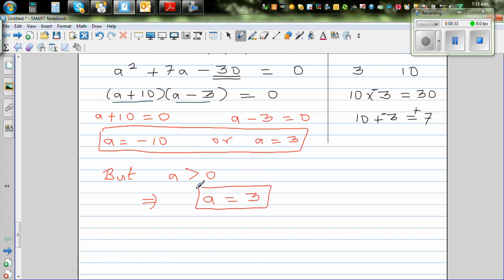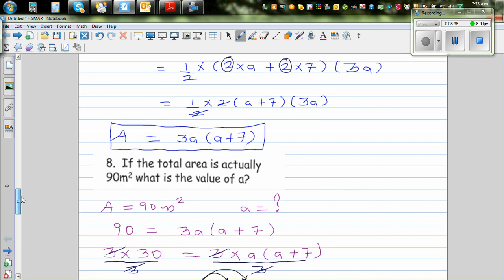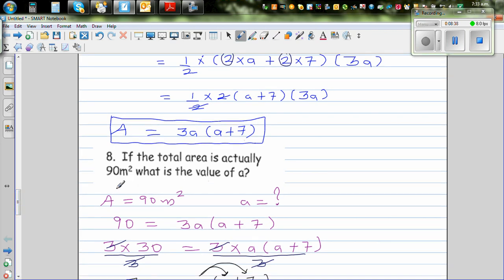Okay, so you can check your answer by putting this back in the equation. So let's check whether it makes sense. This is how you check. We are saying A has to be 3. So your area is equal to 3 times 3 times 3 plus 7. In place of A, I have put 3. So this is 3 times 3, bracket 3 plus 7, which is 9 times 10, which is 90. And it does make sense.